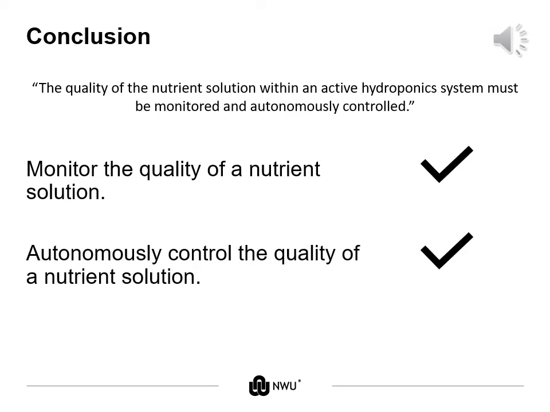Referring back to the problem statement, we see that it consists of two aspects: monitoring the quality of the nutrient solution and autonomously controlling it. Since we're gathering data and displaying it to the end user via visual graphs, we solve the first problem by monitoring the solution. And from the bucket experiment described in the previous slide, we saw that the levels could also be autonomously controlled.